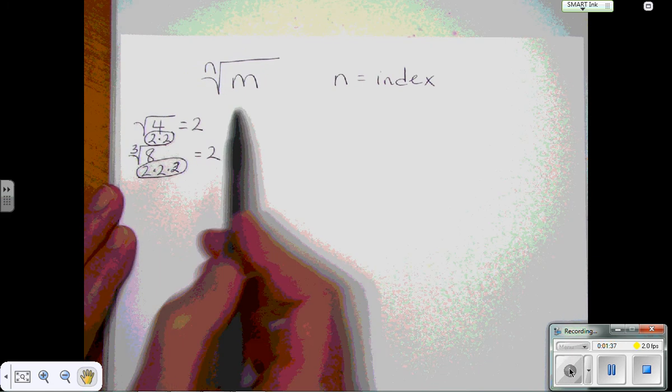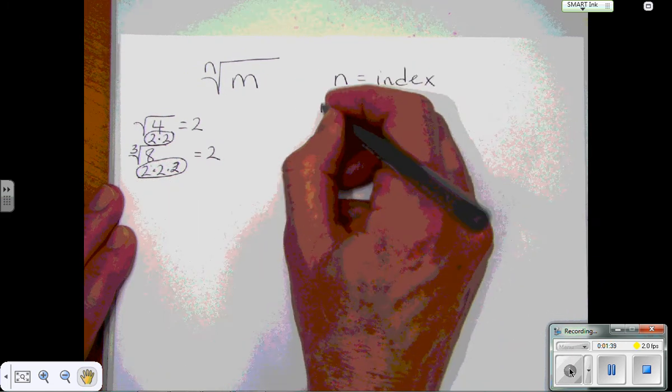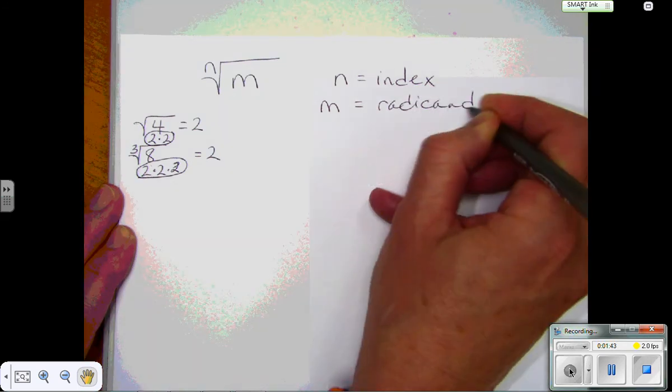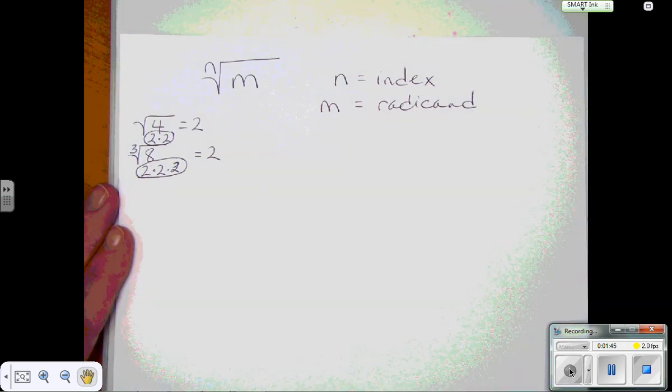Now, the number inside the root that the m represents is called the radicand. So that's what I'll be calling that number inside the root. It's the radicand.